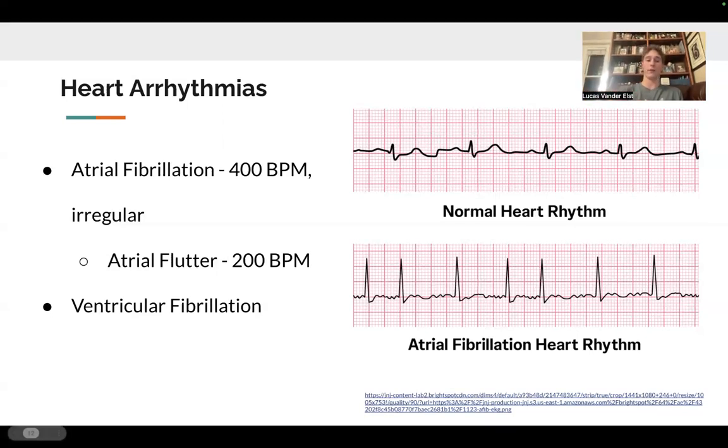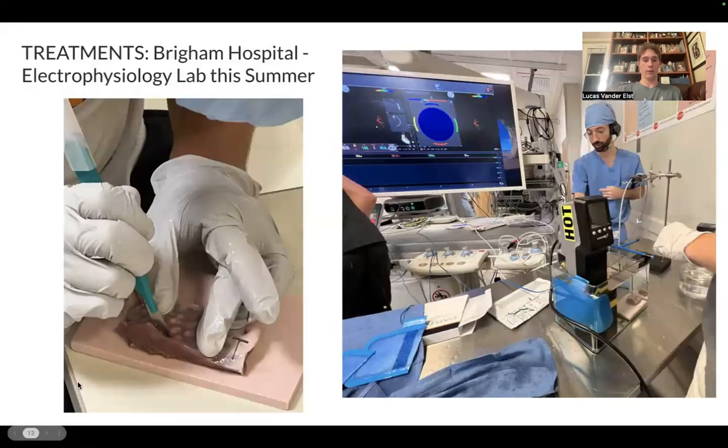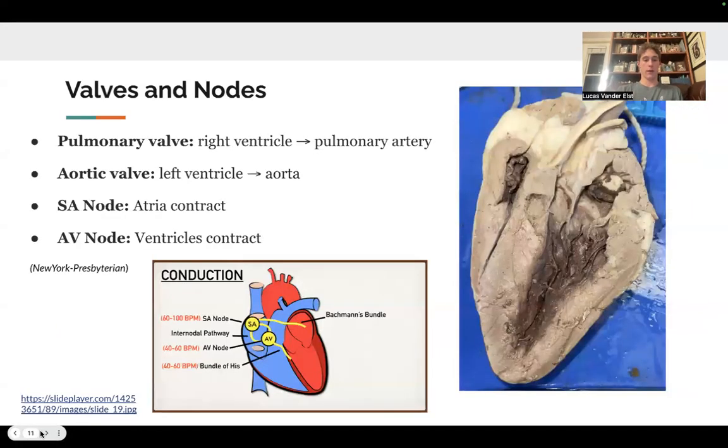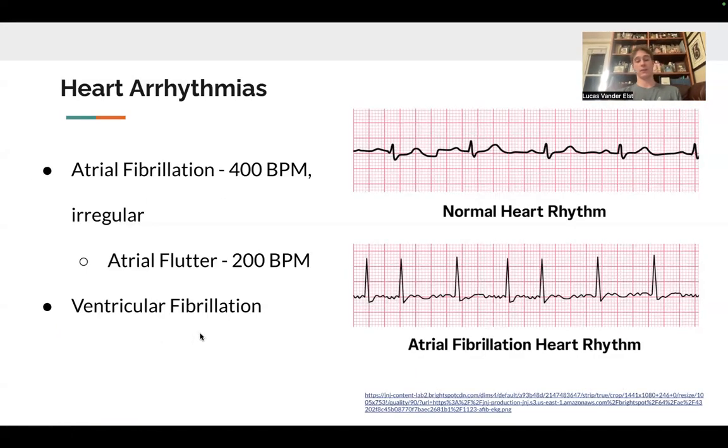It's not good. And then there's also ventricular fibrillation, which is from the, sorry, from the AV node, and that kind of messes with the ventricles. And so some of the symptoms of heart arrhythmia are fatigue, cardiac arrest, and then you can die really easily from it, because the heart needs to be pumping blood at all times.